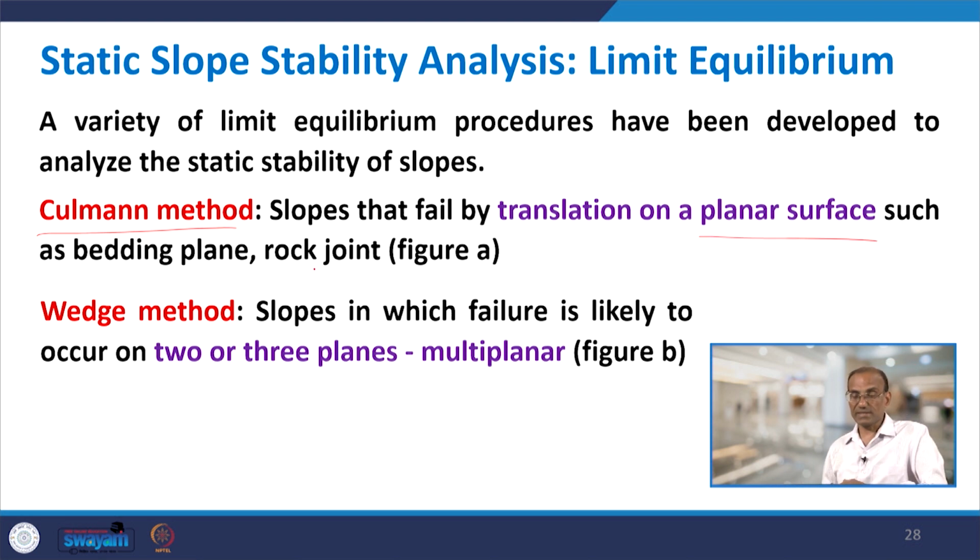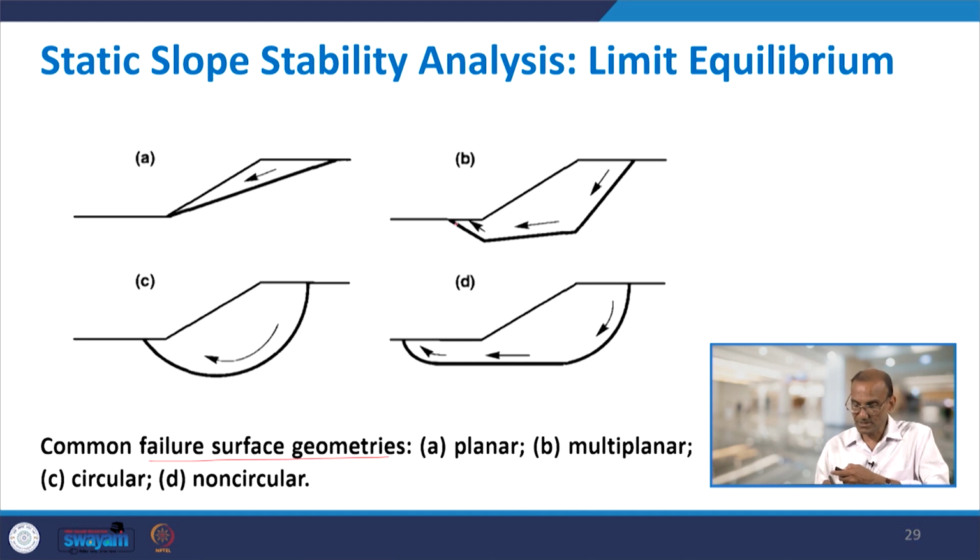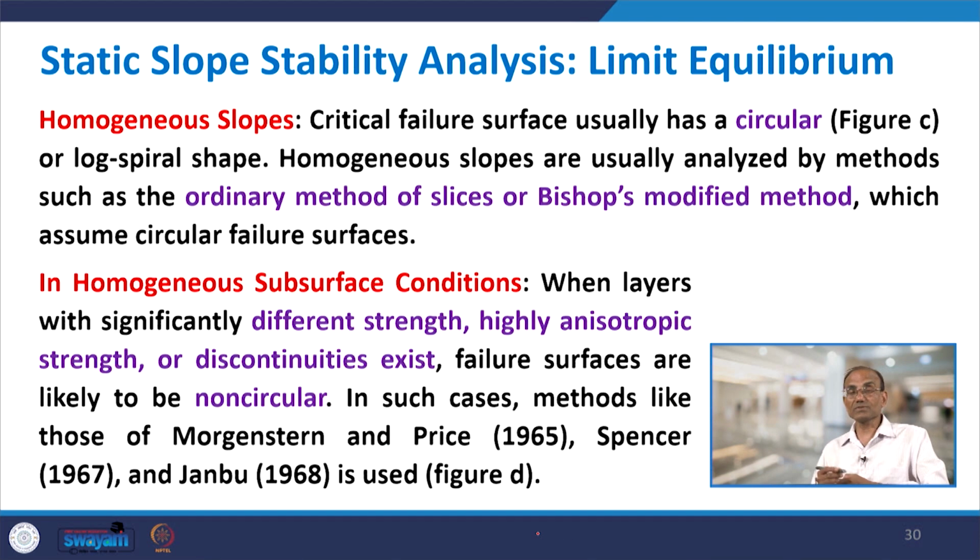Then there is the wedge method. In the wedge method there are 2 or 3 planes, multiplanar. For example, here you have 3 planes, 1, 2, 3. The third one is circular, which is used normally for homogeneous slopes. The critical failure surface is usually circular, as shown in figure C, or log spiral in shape. Homogeneous slopes are usually analyzed by methods such as the ordinary method of slices or Bishop's modified method. The ordinary method of slices is very popular, and later Bishop modified it.